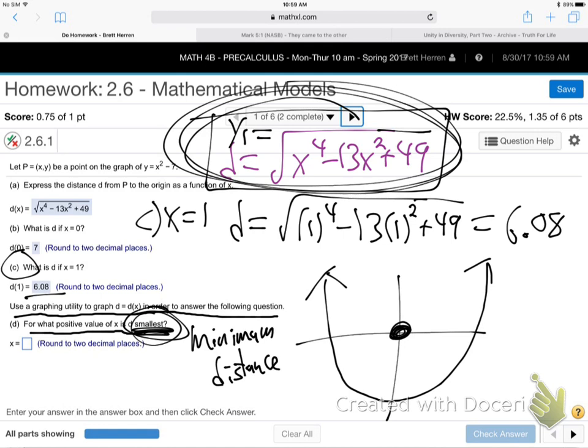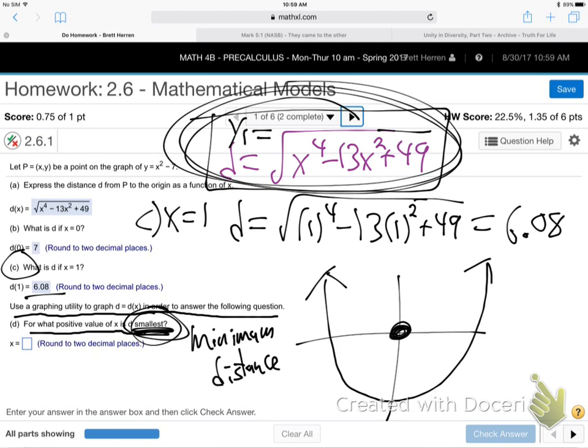So yeah, let's do that. I'm going to go to the graphing calculator and put that function in. So go to y1. Oh, I got the wrong function in there.